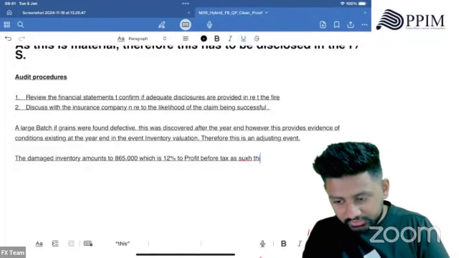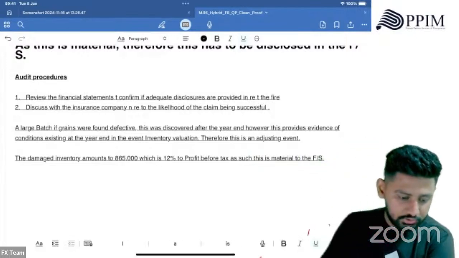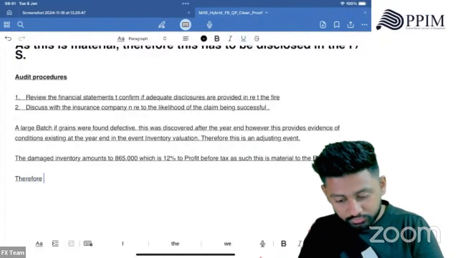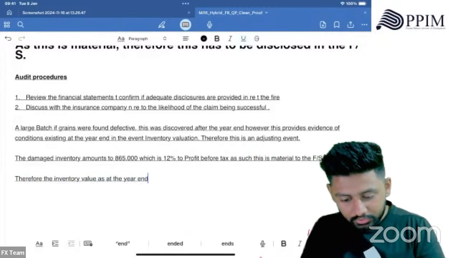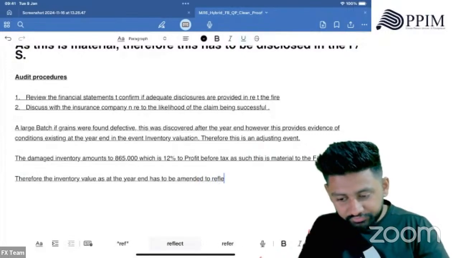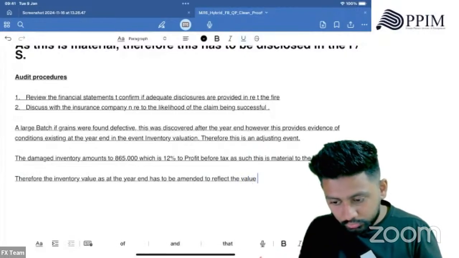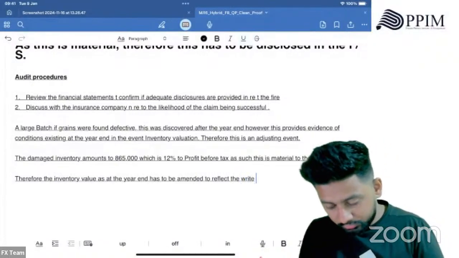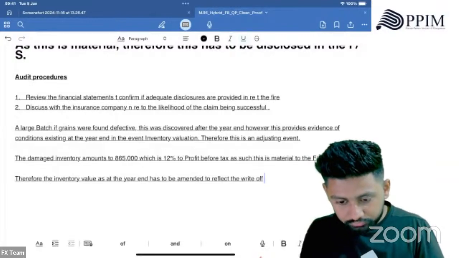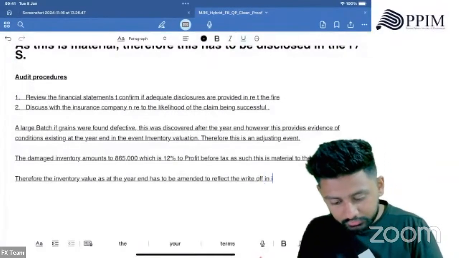As such, this is material to the financial statements. Therefore, the inventory value as at the year end has to be amended to reflect the value, the write-off in inventory.